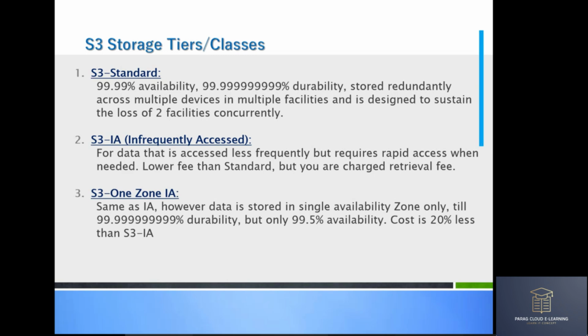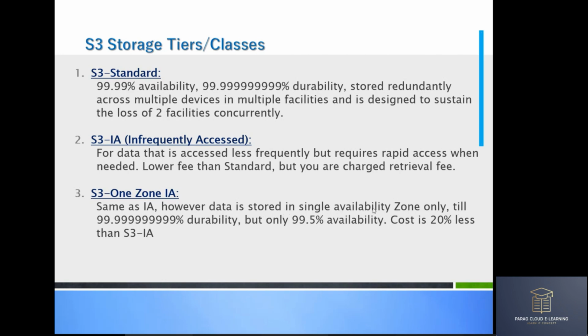Now, the next category is one zone. Now, what is in one zone? I told you that in both infrequent access and standard, the data is replicated in multiple devices. Means all your data will be copied in multiple availability zones. In S3 standard and S3 infrequent access, your data will be copied to different availability zones. But in S3 one zone, your data will not be copied to different availability zones. It will be copied into a single zone. It is the same as S3 infrequent access, however the data is stored in a single availability zone only.